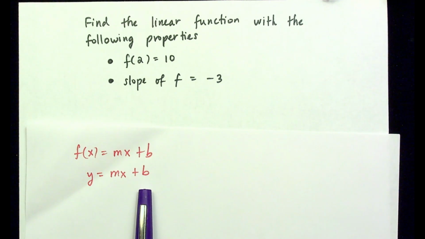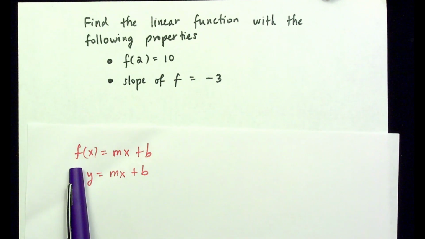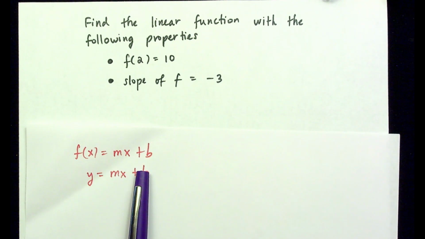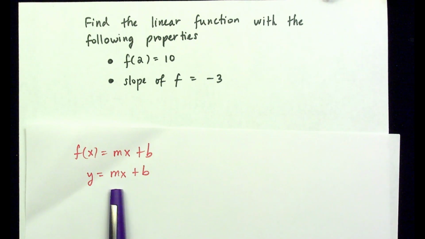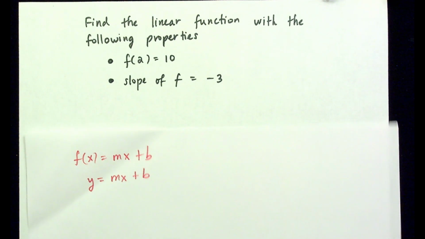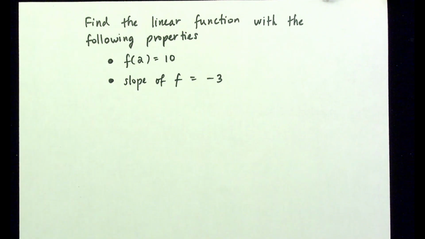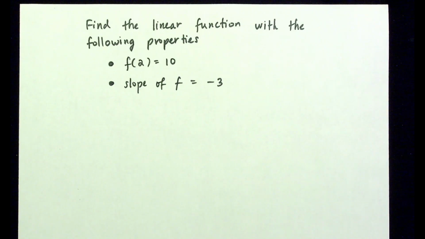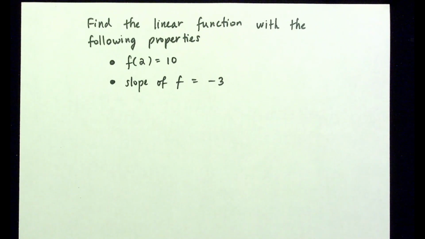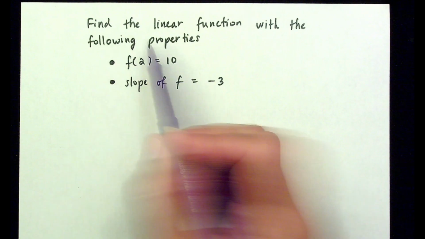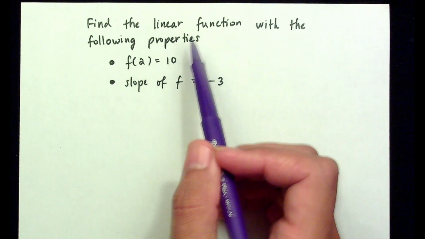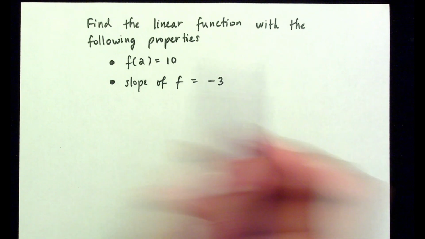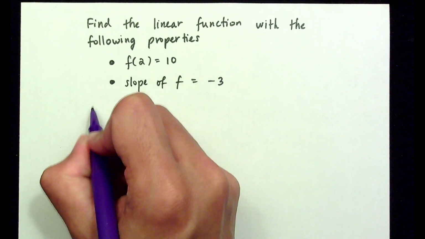So what that means is, when they ask you to find a linear function, it's basically exactly the same thing as asking you to find the equation of a line. So it is an equivalent problem. It's just that the wording is slightly different. So this problem that says find the linear function with these two properties is exactly the same thing as finding the equation of a line that has certain properties that we're going to translate now.